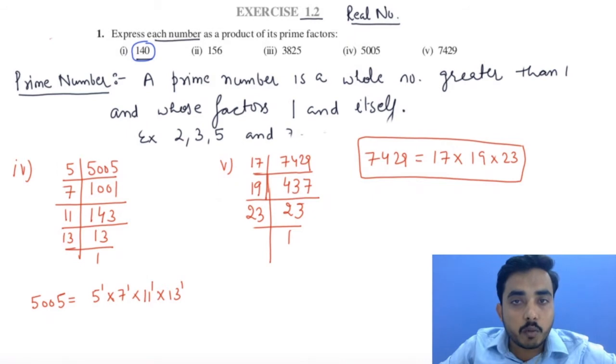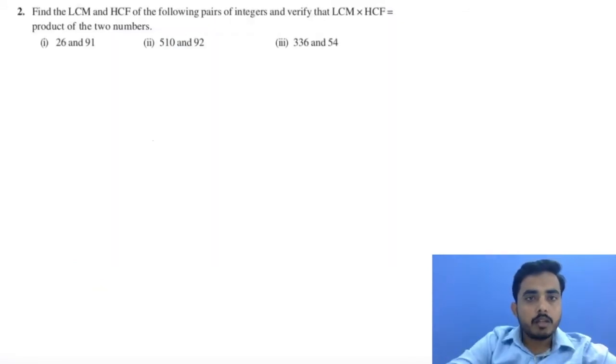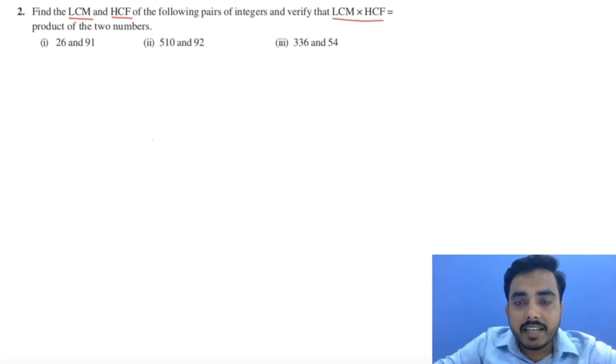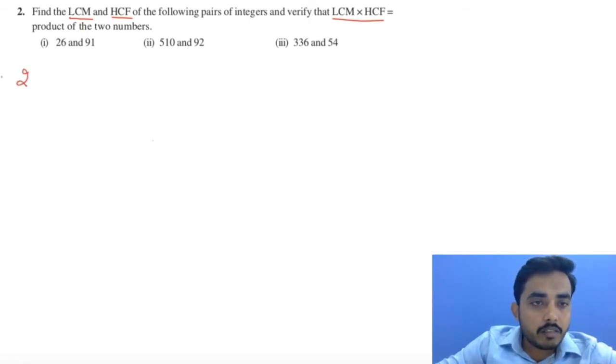Now let's quickly move to question number 2. So student, here is question number 2 on our screen, in which we need to find out the LCM and HCF of the following pairs of integers and verify whether LCM into HCF is equal to the product of the two numbers. The first number in the first part is 26. We can rewrite this as 2 into 13 in prime factors, and 91 as 7 into 13. So what is LCM?